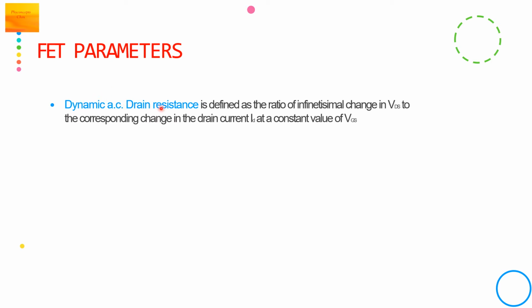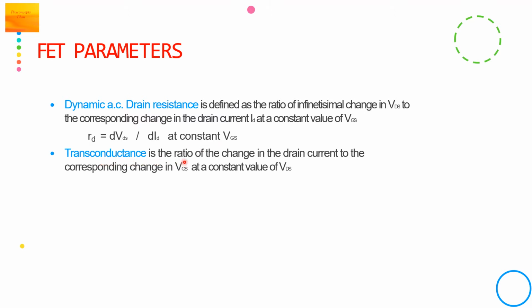Dynamic AC drain resistance. It is defined as the ratio of infinitesimal change in VDS to the corresponding change in the drain current ID at a constant value of VGS. The formula can be written as RD is equal to dVDS upon dID at constant VGS.